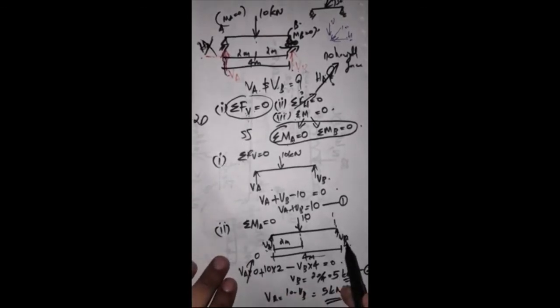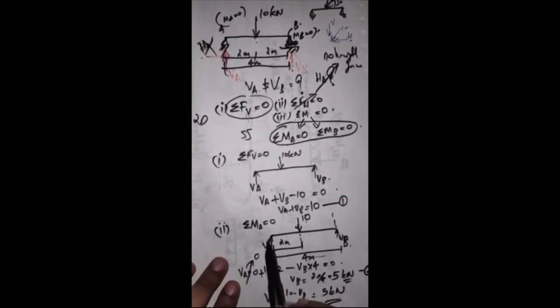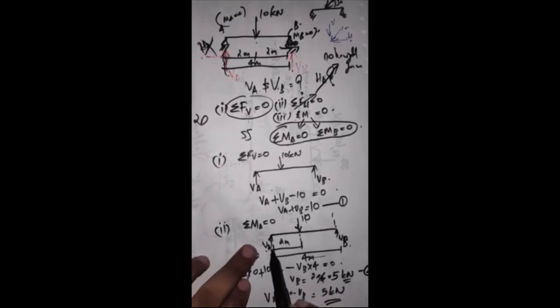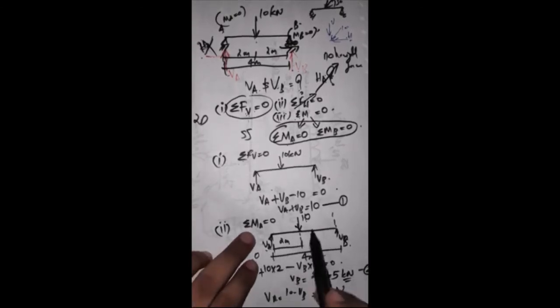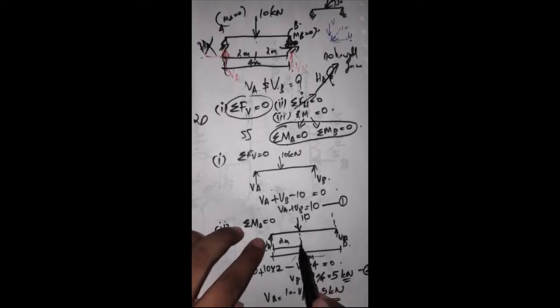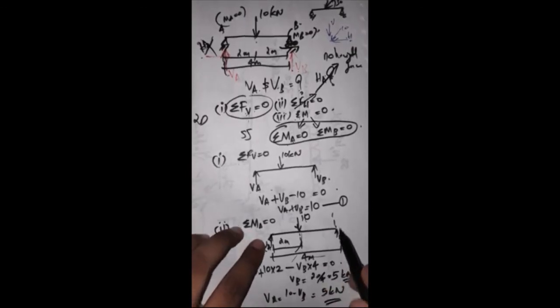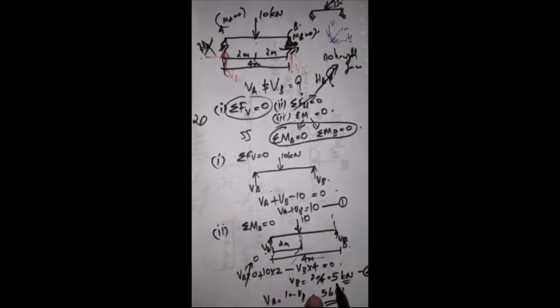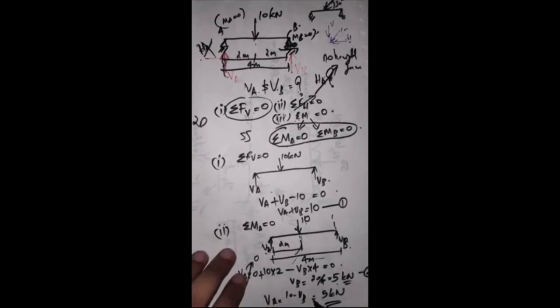Then we have to find the vertical forces and their moments about that point. Here, first we have to find VA. VA at that point is 0. Then 10 into 2 is in the clockwise direction, and this one is in the anti-clockwise direction. Therefore we can find VB as 5. Then substituting 2 in 1, you will be getting 5. So likewise we can find out the reactions.